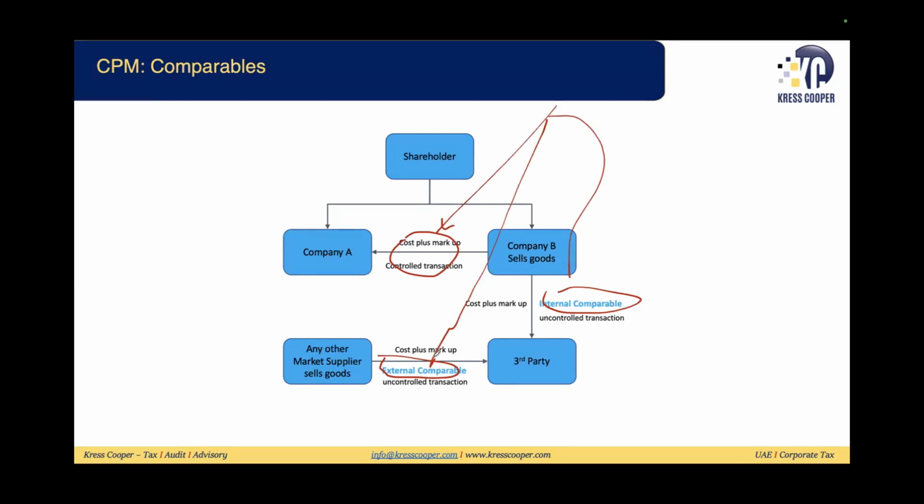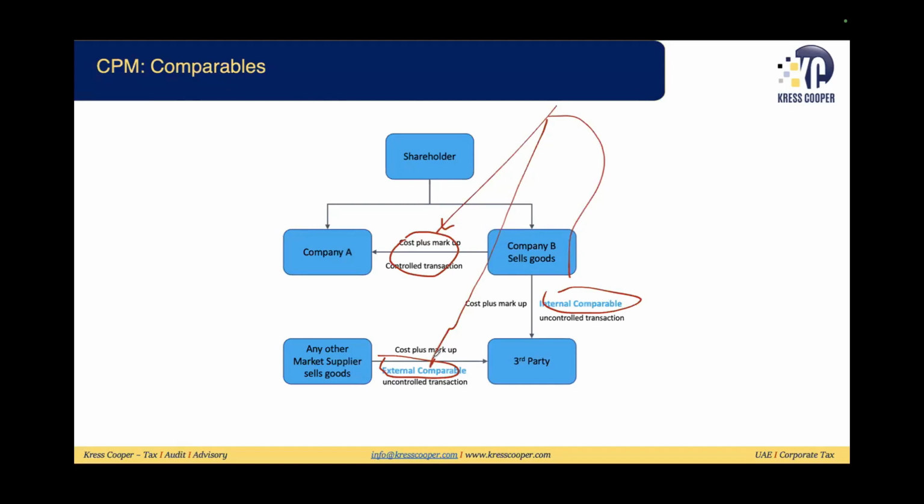Suppose B is selling to A at 100 per kg, and B is selling to a third party at 100 per kg. There is no difference, so this is already an arm's length price. If the price of the transaction being analyzed is the same as whatever the related party is charging to a third party, we can say there's no difference. The price is at the market value. So this is itself a fair value price.